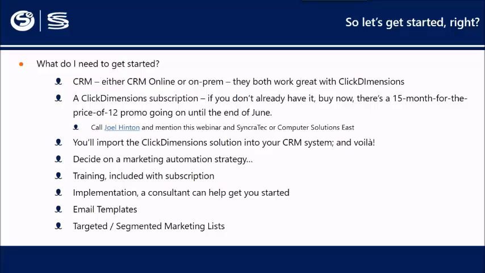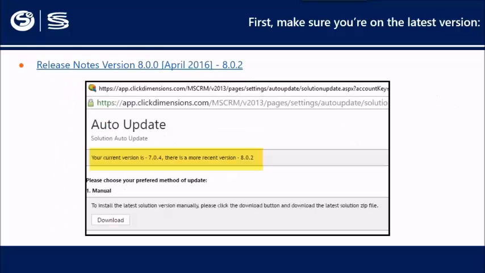Targeted marketing lists, again, part of that strategy, understanding the concept of marketing lists and subscription lists and how they all work together. Make sure you're on the latest version of ClickDimensions, the latest version that has most of the updates that you'll be interested in for the Campaign Automation Builder came out recently in April of 2016, and it's version 8.0.2.